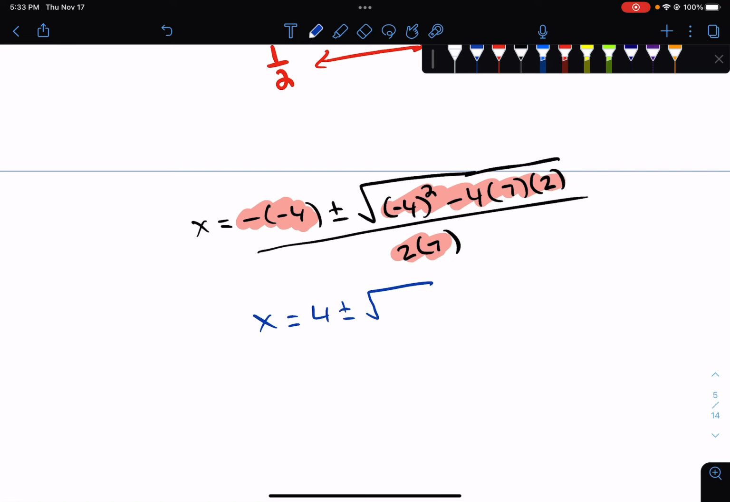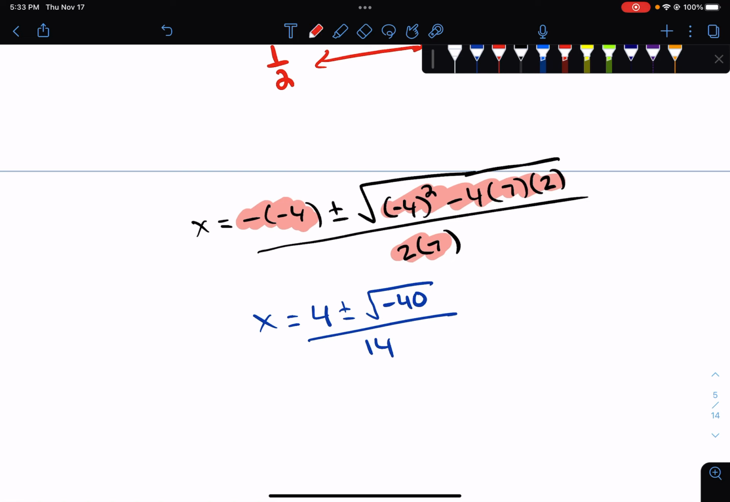Minus 4 times 7, which is 28, times 2, which is 56. So I'm doing 16 minus 56. So this becomes negative 40 on the inside, and on the bottom I've got 14.